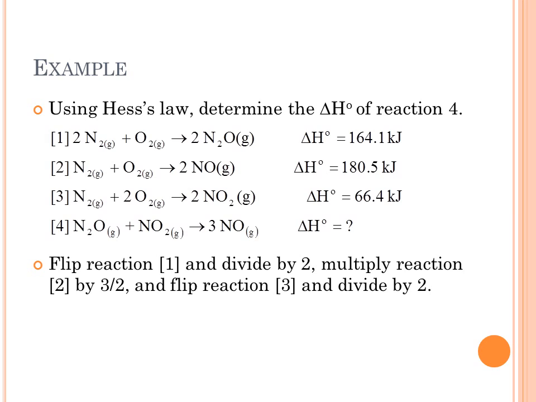So it's reaction 1, I flipped it and divided by 2, so I'm going to divide that 164.1 kilojoules by 2, and I'm going to change the sign. I'll multiply the second reaction's enthalpy by 3/2. And then I'm going to change the sign on the third one, and then we'll end up dividing by 2, and then we'll add all those together.